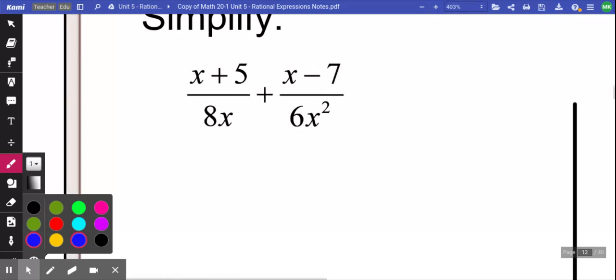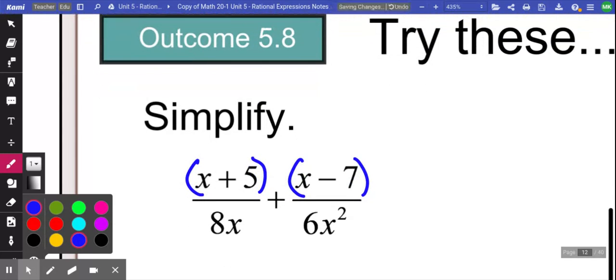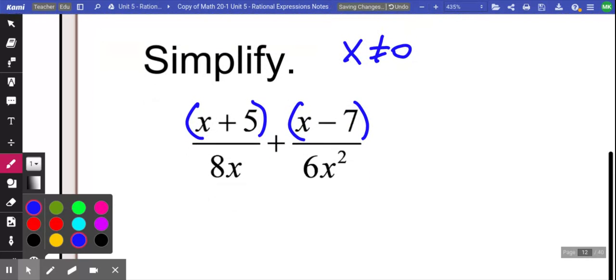Cool. I'll rip through these fast. First things first, factor. I can't factor, but I do put brackets on the top. I also state my non-permissible values. My non-permissible values are x cannot equal 0. To get my common denominator, 8 and 6 can both multiply to become 24. So I'm going to multiply this one by 3 and this one by 4.